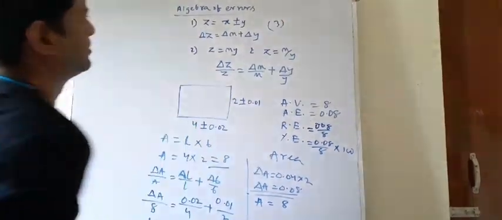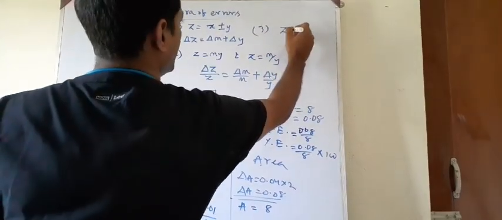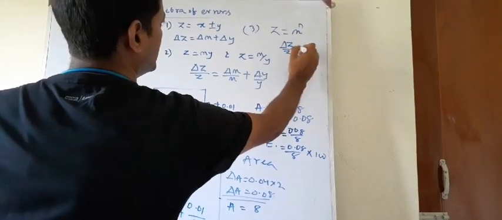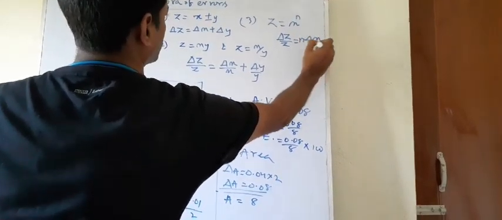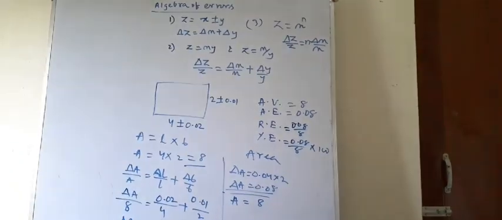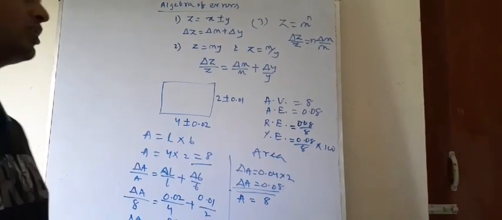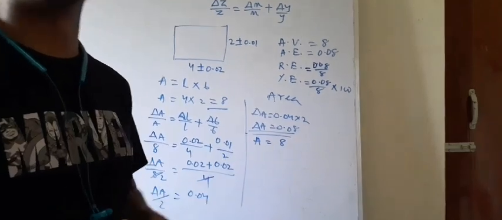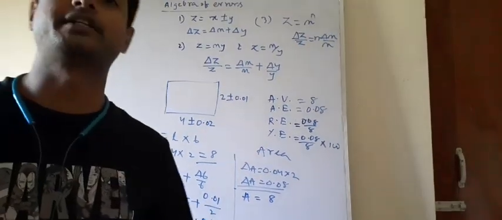So you got two formulas, and the third formula in the algebra of error is if z is equal to x to the power n, then del z by z equal to n into del x by x. So you will get some problems in the 2014 and 2015 NEET questions. You need to solve and ask me doubts in my comment section or my personal WhatsApp number.